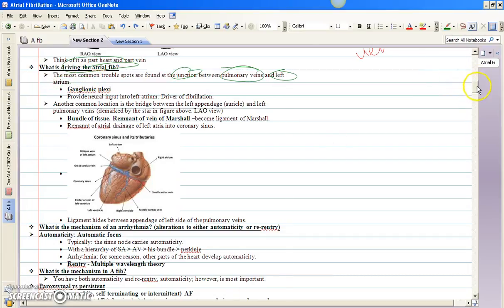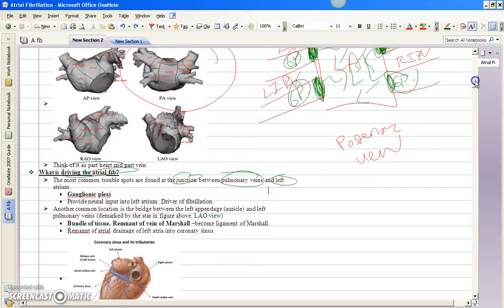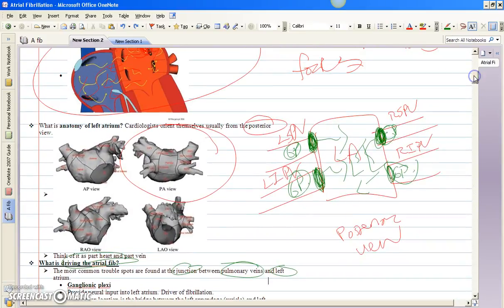Alright, before we go any further, let's go back to the anatomy of the left atrium just really quick. Just a few things to point out. So, as it's written here, left superior, left inferior, right superior, and right inferior.